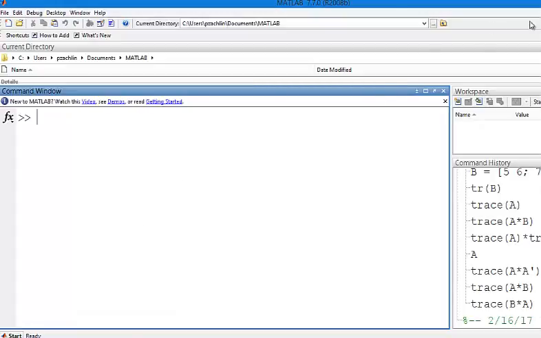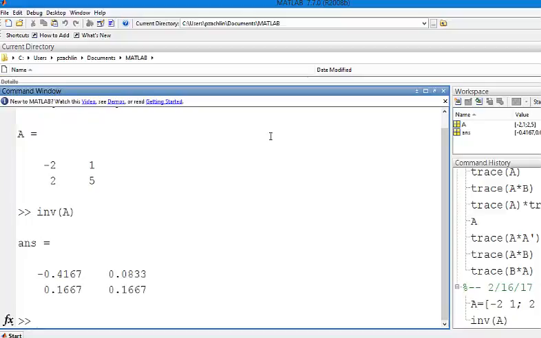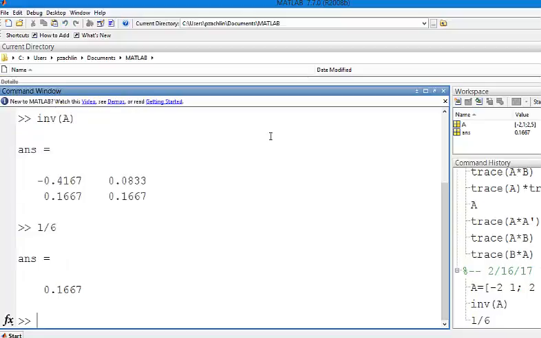All right, so what was A? A was negative 2, 1, 2, 5. I need my semicolon or it's not going to give it to me. Okay, so there's A. And if I say, what is A to the negative 1 power? I better say inverse of A. So it gives me that. Do we recognize these? Well, I bet you recognize this number, right? 1/6. And I would not recognize negative 7/12.